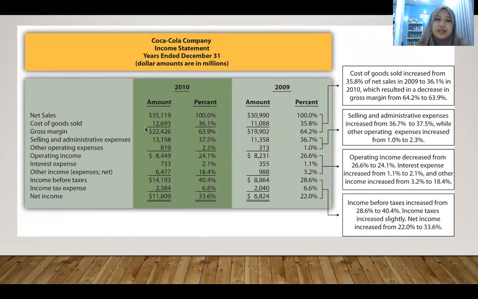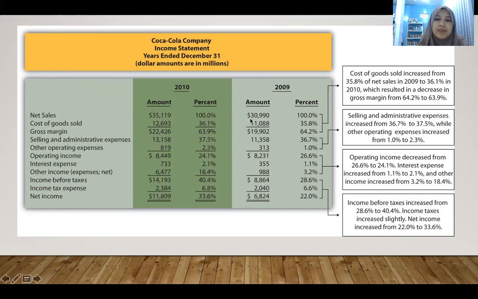So we see here an example of the Coca-Cola company for common size analysis of the income statement. We take net sales as 100%, and then other items will be based on that net sales. Let's say cost of goods sold. We take 12,693, divide by the net sales figure, and multiply by 100. So it indicates a 36% gross margin of the net sales.